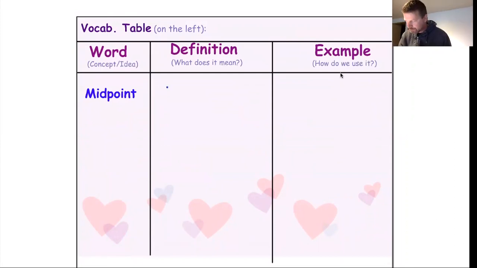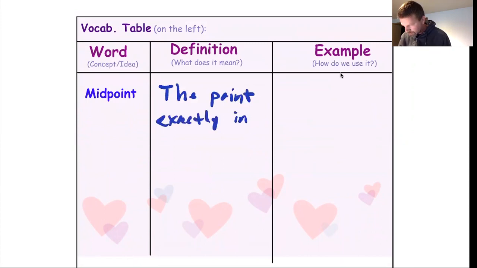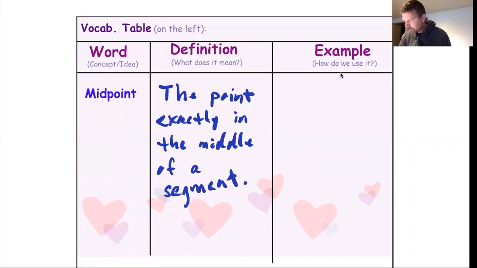So definition. Midpoint: the point exactly in the middle of a segment. So for example, if I had point A and B here on the endpoints of that segment, and I wanted the point right in the middle, it would be exactly in the middle. I'm going to call that M for midpoint.